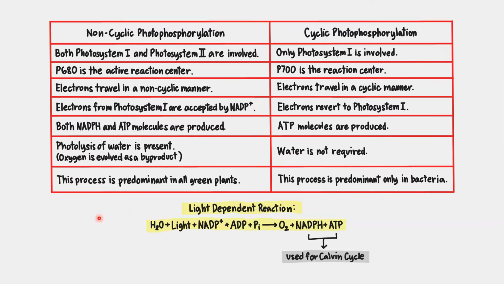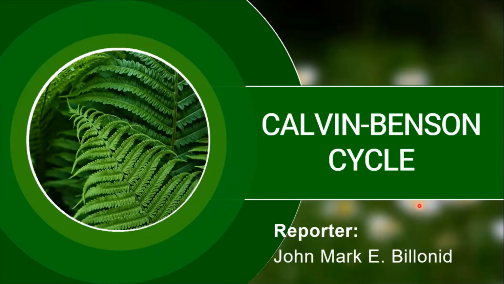If we summarize the whole light-dependent reaction, or the light cycle, its reactants are water, light, NADP+, ADP, and phosphate, which yield the products oxygen gas, NADPH, and ATP that will be used for the Calvin cycle, which will be reported by John Mark Ibilionid.